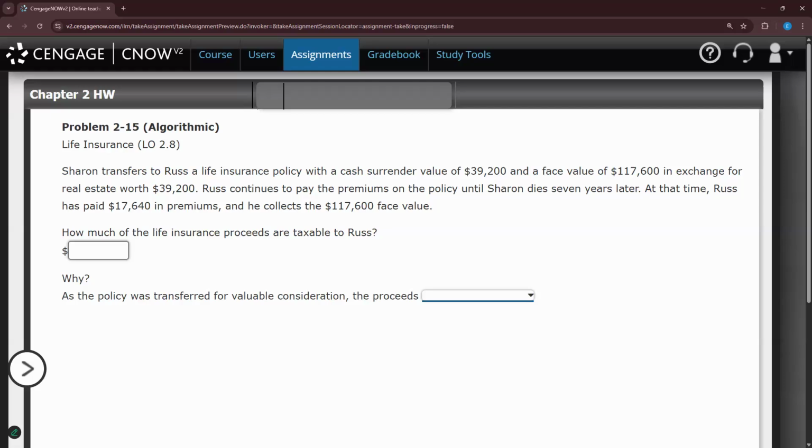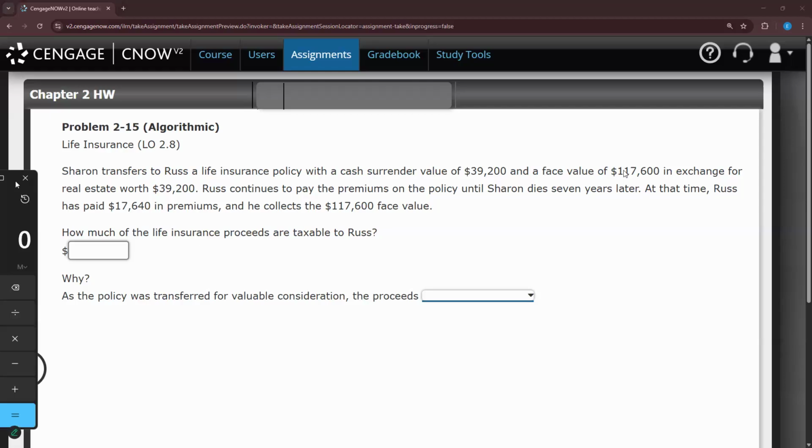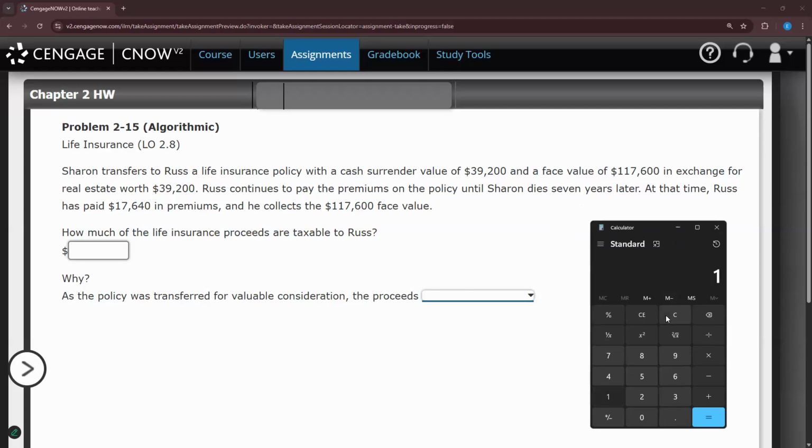So here it wants us to figure out how much of the life insurance proceeds are going to be considered taxable. How do we figure that out? We know the face value; I'll pull up the calculator. All right, the face value in this case is $117,600. That represents the full value of the life insurance proceeds.